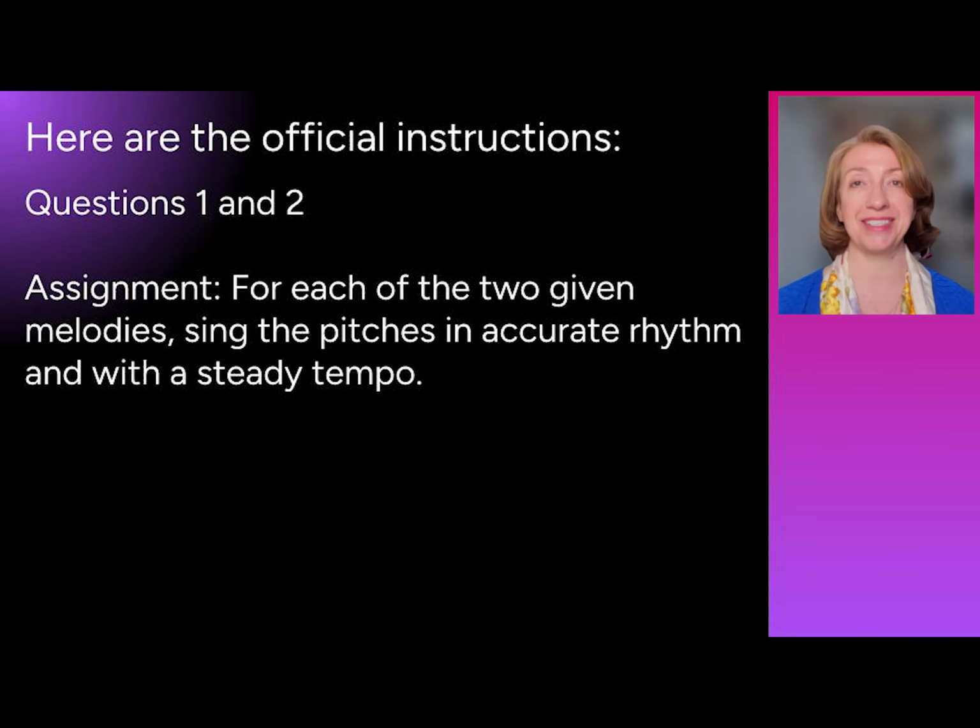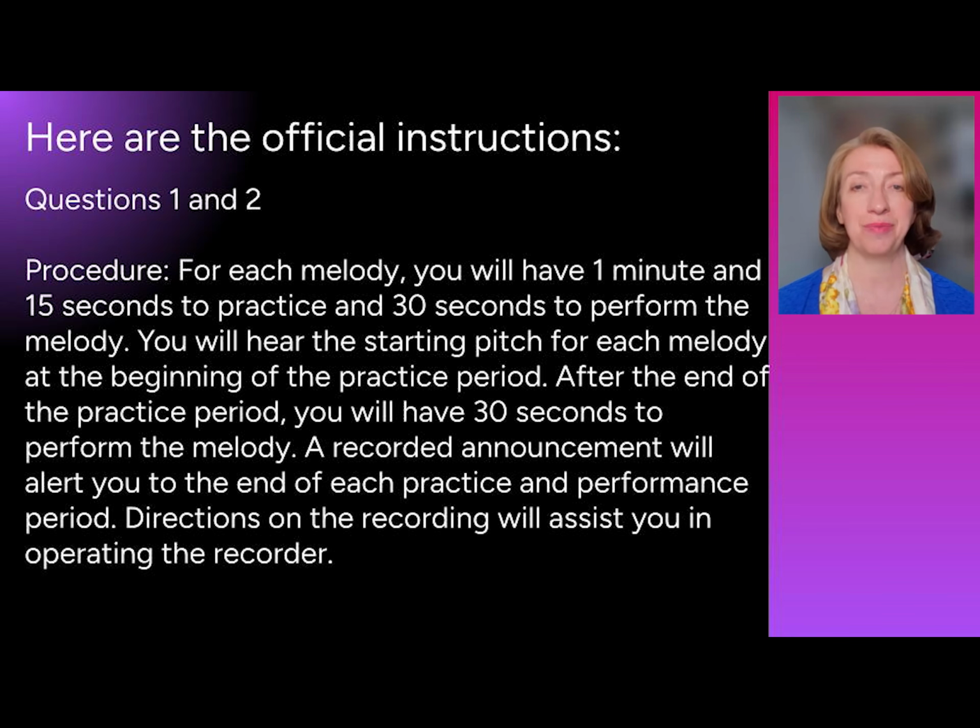Here are the instructions. Questions 1 and 2. Assignment. For each of the 2 given melodies, sing the pitches in accurate rhythm and with a steady tempo. Procedure. For each melody, you will have 1 minute and 15 seconds to practice and 30 seconds to perform the melody. You will hear the starting pitch for each melody at the beginning of the practice period.